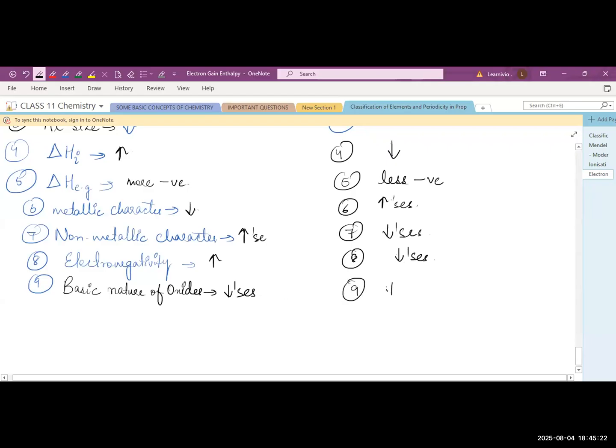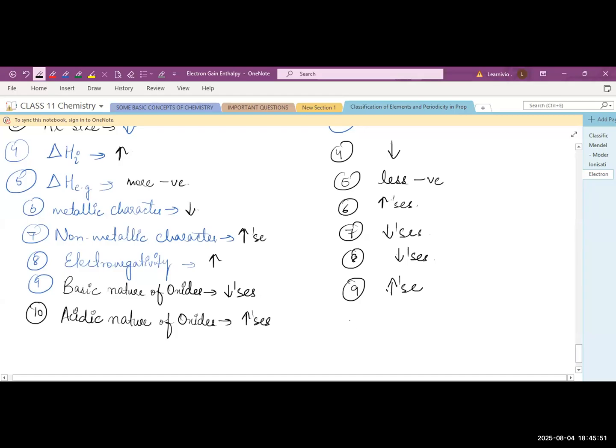So here it will increase, right? So the basic nature of oxide in a group increases. Okay, similarly, write down the 10th point, acidic nature. Now it is very easy. Now Aisha, tell me what will happen to the acidic nature of oxide. Increases in a period and decreases in a group. Yeah, very good.